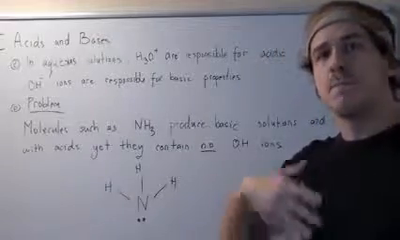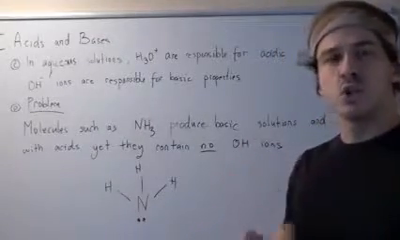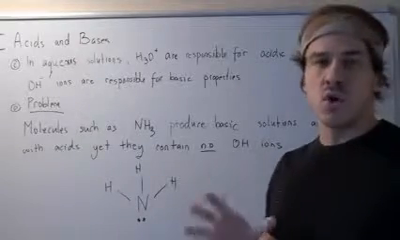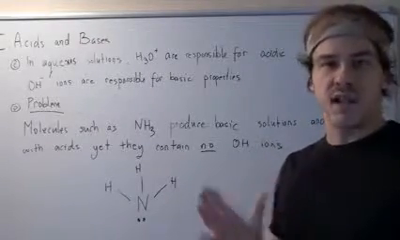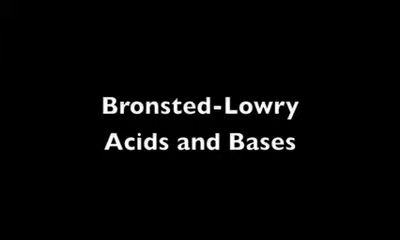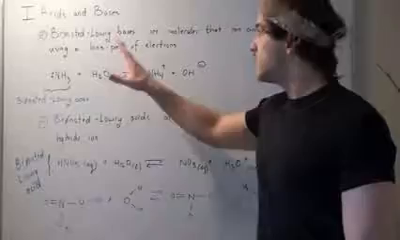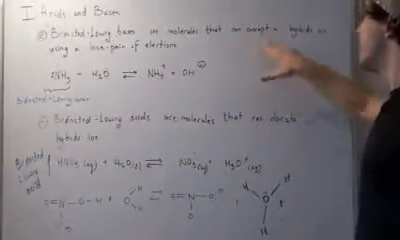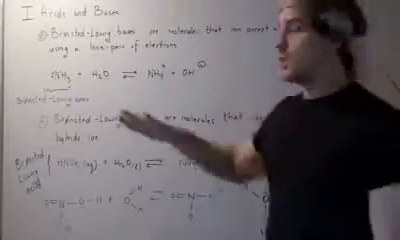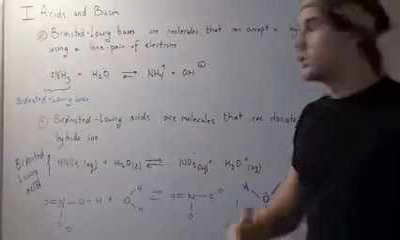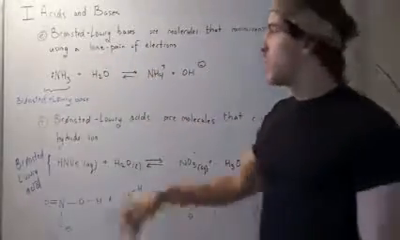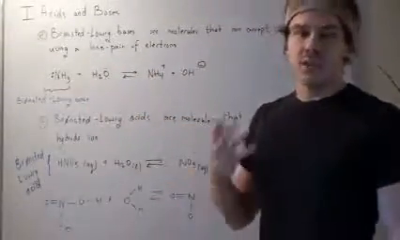So they came up with a better definition, a definition that includes many more bases and many more acids. And this concept is called the Bronsted-Lowry acid-base concept. Bronsted-Lowry bases are those molecules that can accept a hydride ion using a lone pair of electrons. So let's look at the reaction of ammonia and water. In ammonia, we have an extra pair of electrons.